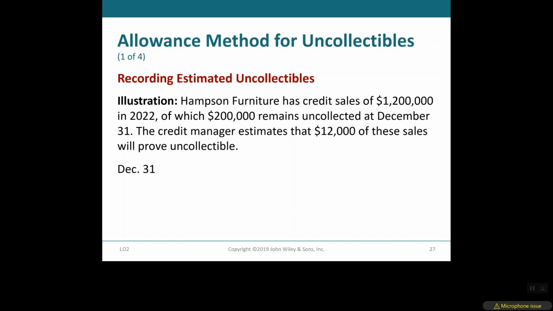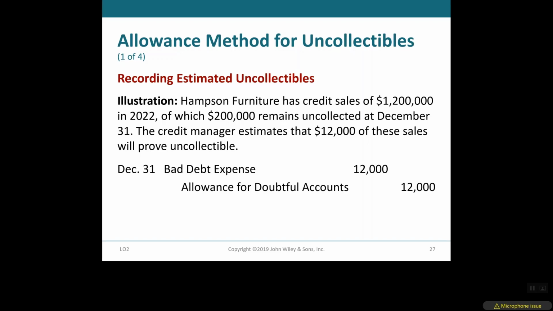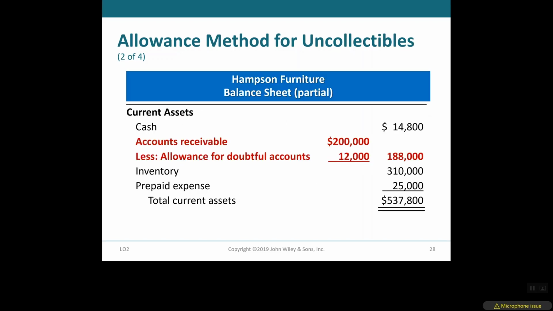Okay, so this is an example. Hampton Furniture has credit sales of 1.2 million in 2022, of which 200 remains uncollectible at December 31st. The credit manager estimates that 12,000 of these sales will prove to be uncollectible. Okay, so what's our entry? 12,000, right, to our bad debt expense, and to allowance for doubtful debt, we have 12,000.